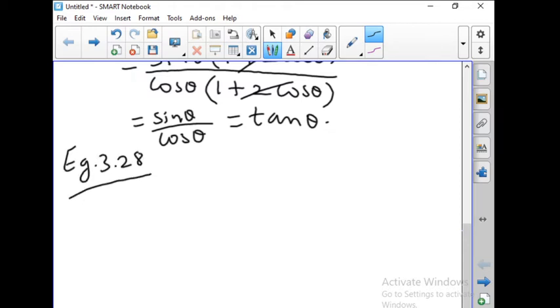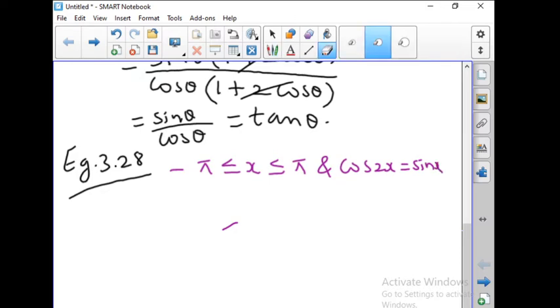3.28. Find x such that minus pi is less than or equal to x, less than or equal to pi, and cos 2x is equal to sin x. Okay, this is a given. So now we have cos 2x is equal to sin x.